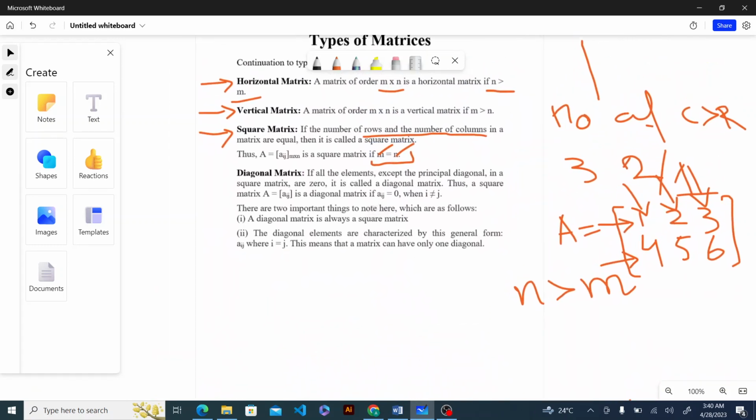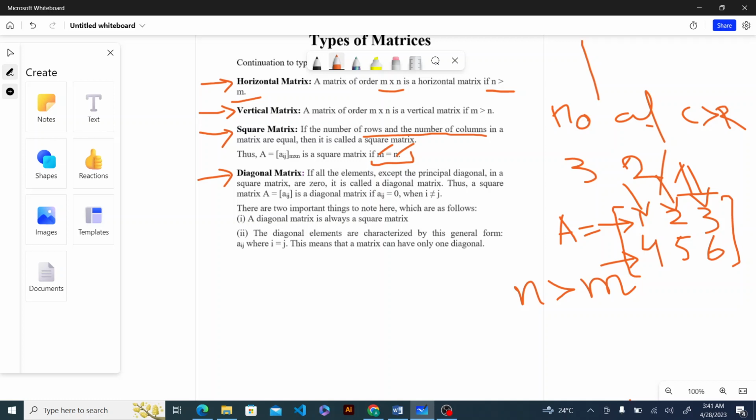The last type for today is diagonal. The definition of a diagonal matrix is: if all the elements except the principal diagonal in a square matrix are 0, it is called a diagonal matrix. Thus, a square matrix A = [Aij] is a diagonal matrix if Aij is equal to 0 when i is not equal to j.